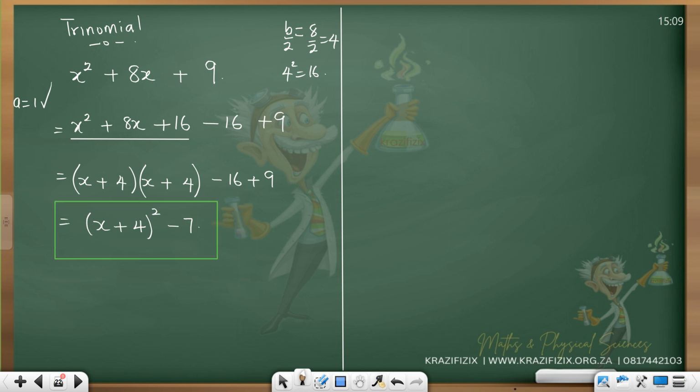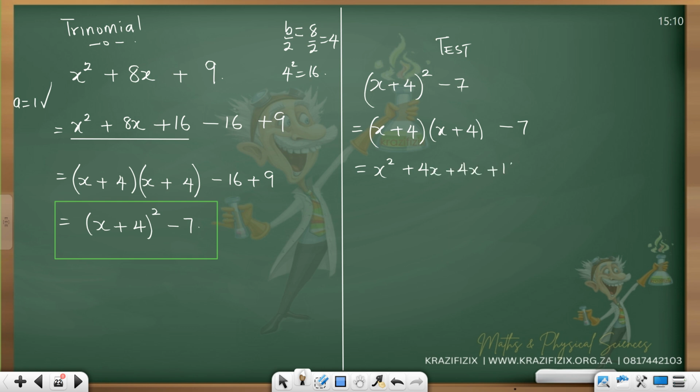Can we test this together, everybody? Before you start writing, let's test. Let's expand this. What will this be? X plus 4. We were learning something in grade 10, how to expand a binomial, but for now I'm just going to go the long way. X squared plus 4x plus 4x plus 16 minus 7, right? What are you going to have? X squared plus 8x. What is 16 minus 7? That's positive 9. We're back.